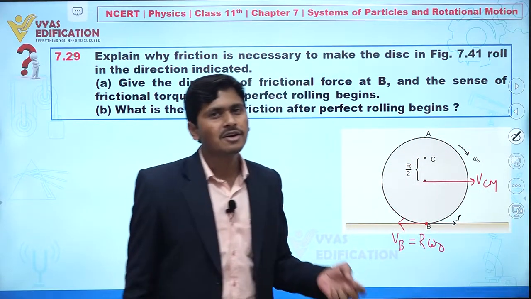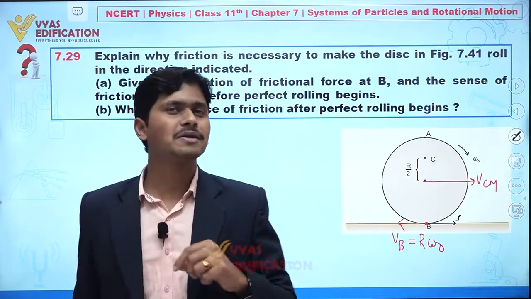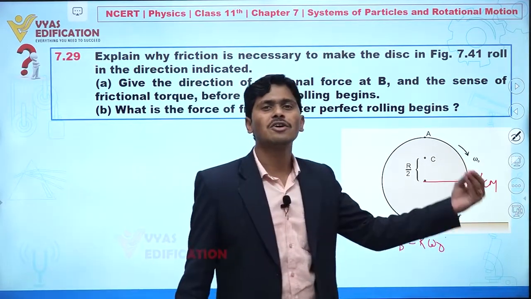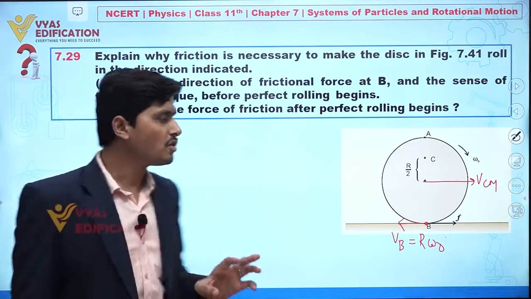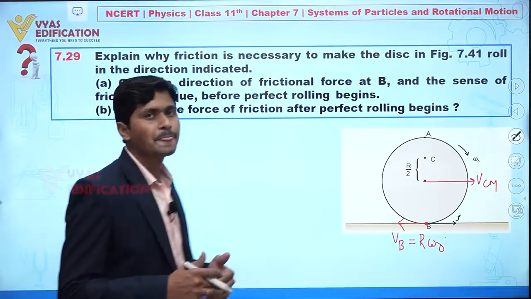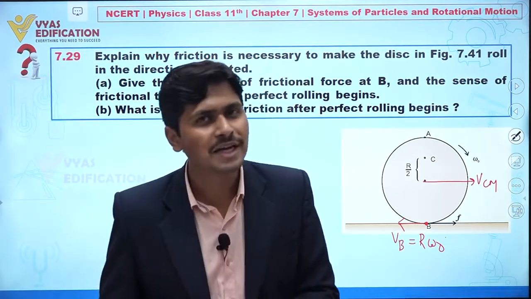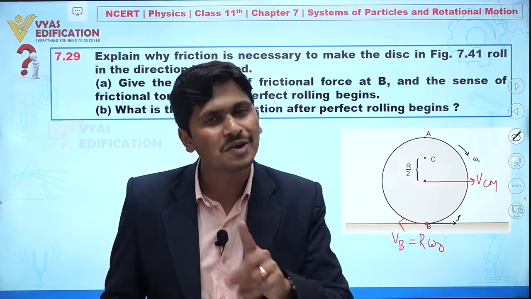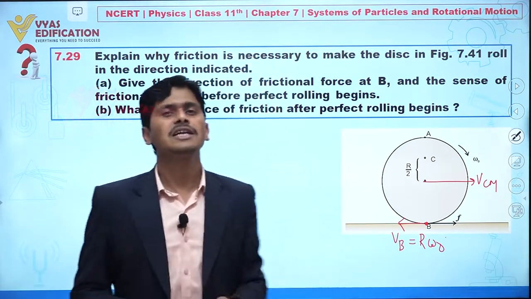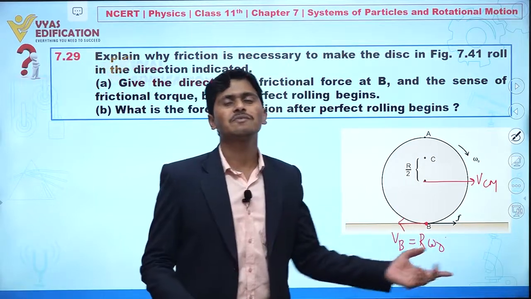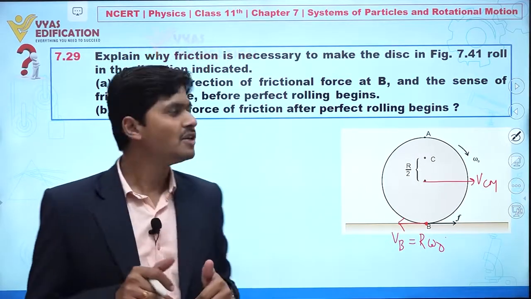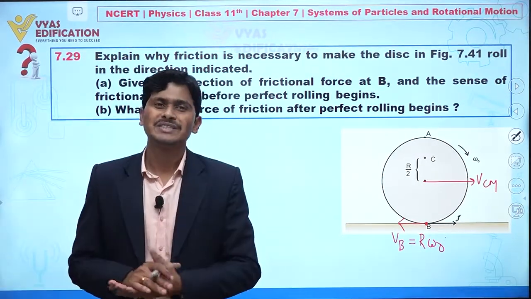Clear? And when this velocity becomes 0, at that time the friction also becomes 0. Clear? So we can say the purpose of friction is to bring any object into a pure rolling condition. As the pure rolling condition is achieved, this friction force becomes 0. Clear to everyone? So this is all about this question. Clear?